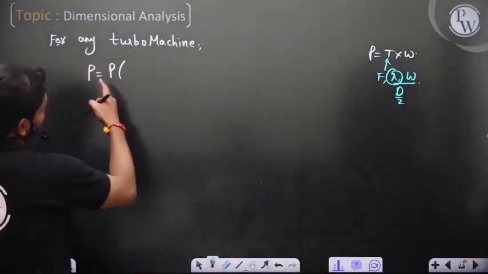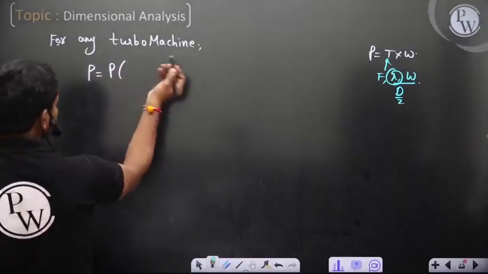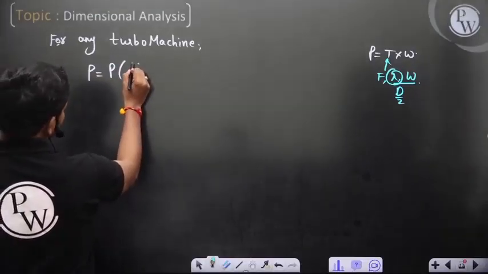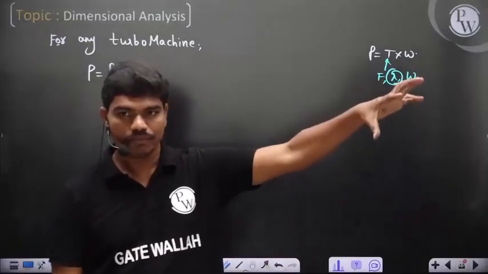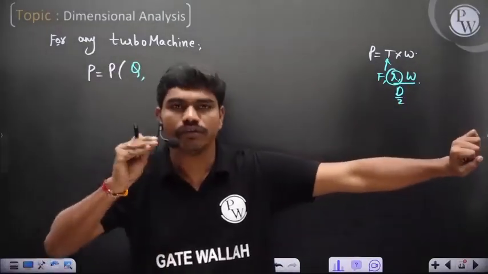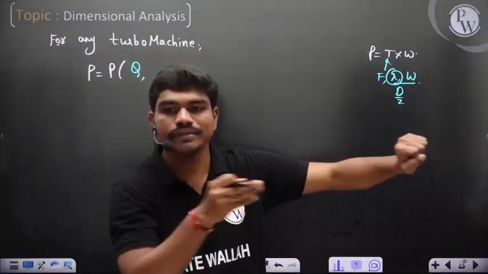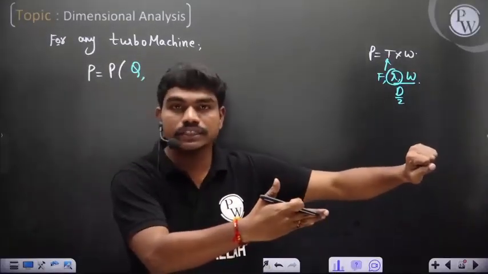So let's see. Power actually depends upon a lot of parameters like Q. First of all, what is the discharge? Because ultimately, if I take a Pelton wheel and hit it with 1 liter per minute, or let's say 100 liters per minute, there is a difference, correct?